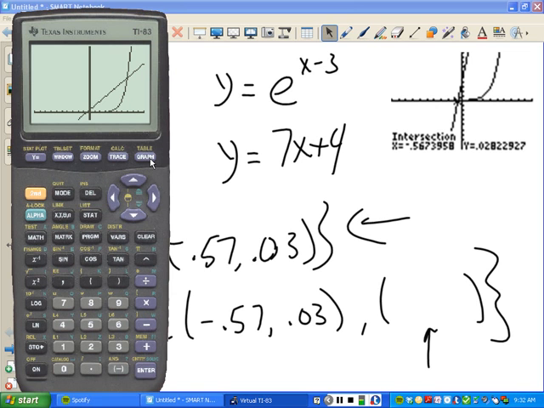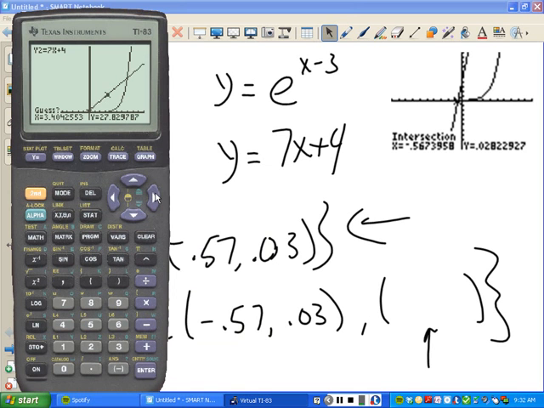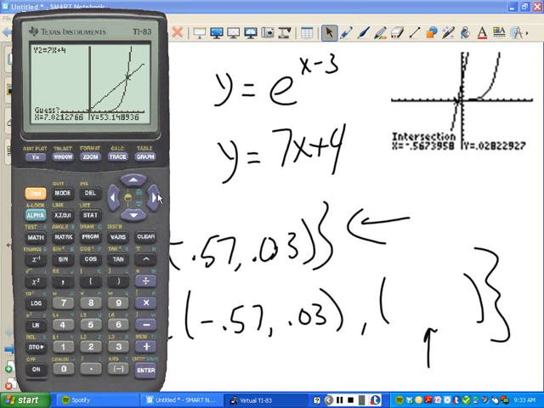All right? Now we see that, hey, it does cross a second time. Where does it cross at? Second calc intersect. First curve, second curve. Don't press enter there. Move it closer to this point. Yep. And then you'll have your second point.